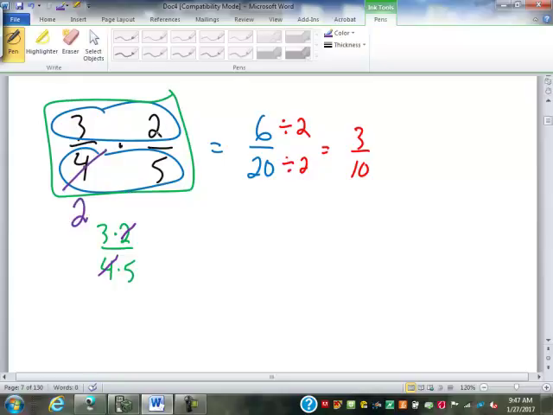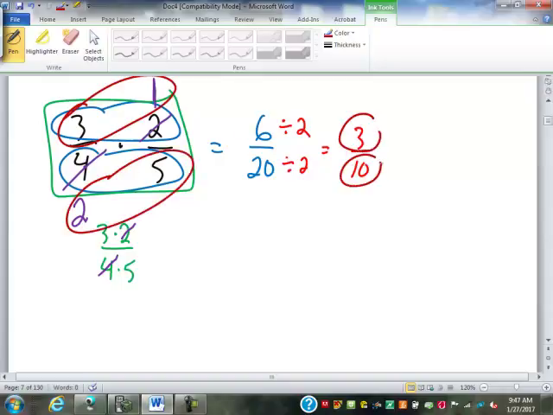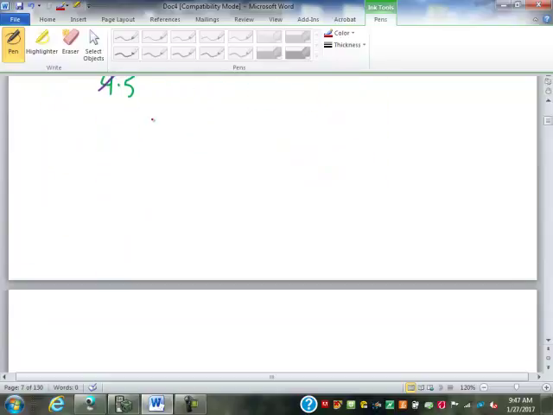4 divided by 2 is 2. 2 divided by 2 is 1. So 3 times 1 is 3. 2 times 5 is 10. We basically reduced before we multiplied. Now in a problem like this, it's about the same amount of effort either way. But we can run into problems like this one.